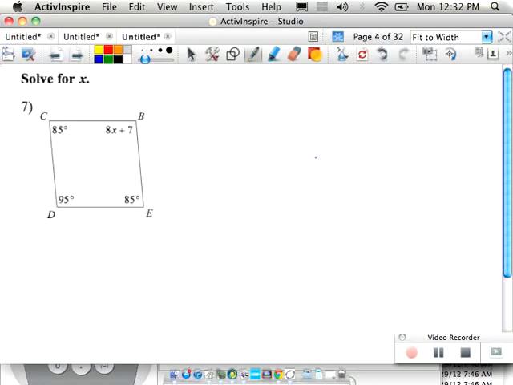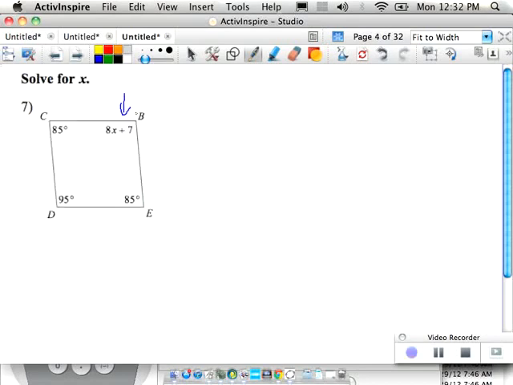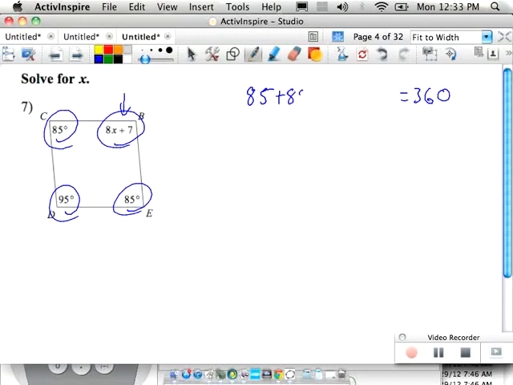Let's look at another one that's similar to that. Now the difference between this one and the last one, number 5, is that it had all numbers. Now we're looking at number 7. We got some algebra going on. But the properties are the same. We have four angles in a quadrilateral. So what we need to do is add them up to equal 360. And let's add up the different pieces here. That means we got 85 plus 85 plus 95 plus 8x plus 7 equals 360.